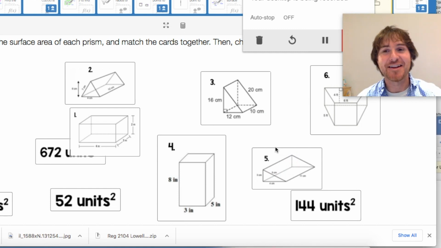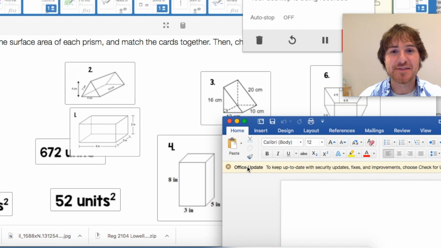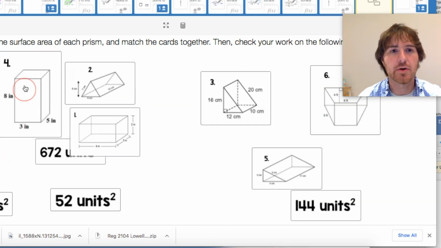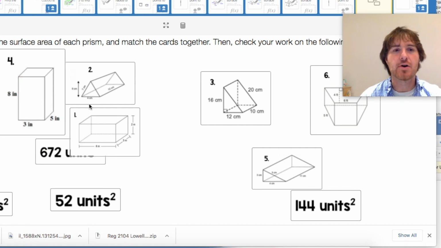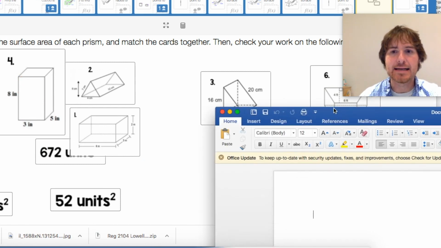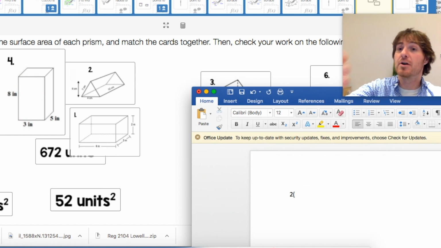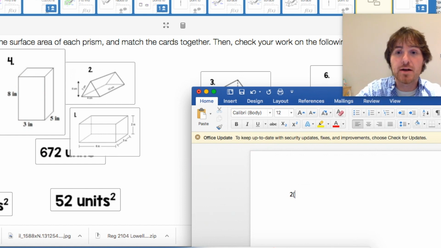And we're back. Okay, I just need to get Microsoft Word all open to save stuff down. So I'm going to look at number 4 first. So I'm going to do 2 times, because remember we have 3 faces that are visible, and then there are 3 that can't be seen in this diagram right here. So I'm going to do 2 times, this front face is 24.